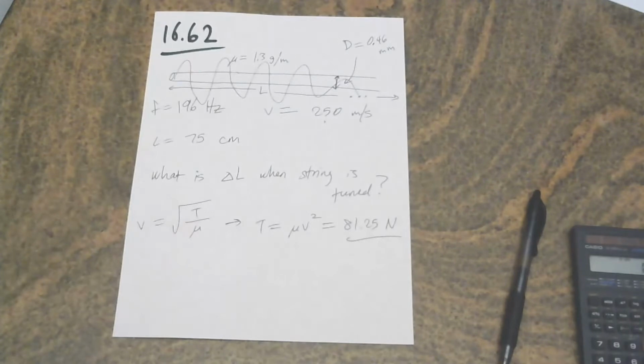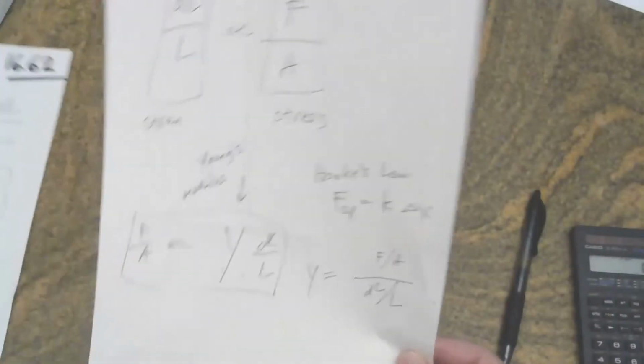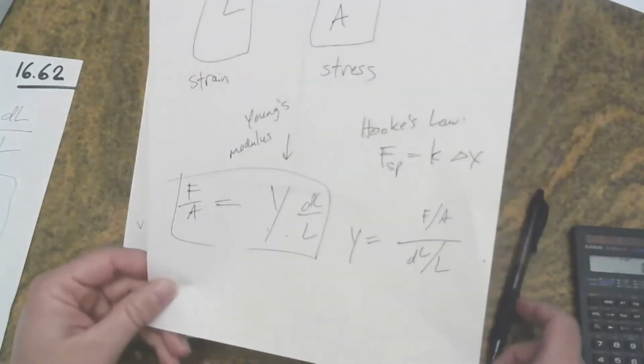Now, first of all, how do you set the tension on a guitar string? That's what the screws are for at the end of the neck, right? You turn the screws, it stretches the string, which of course increases the tension. And that's why we have to use Young's modulus.